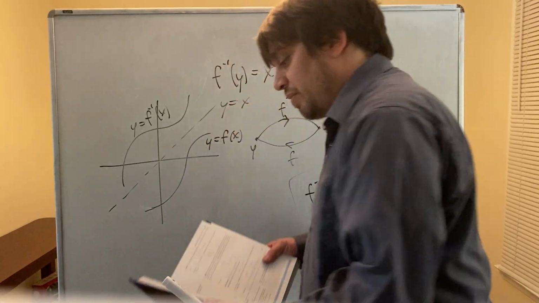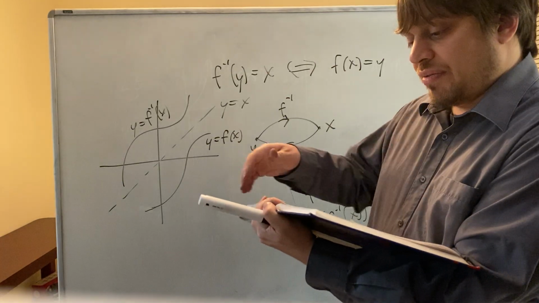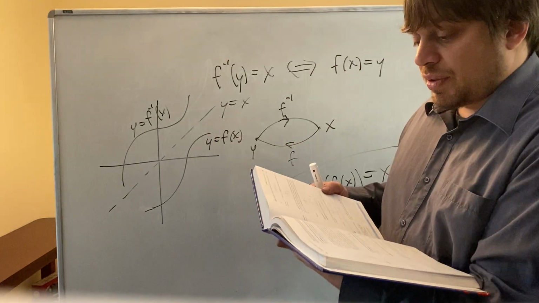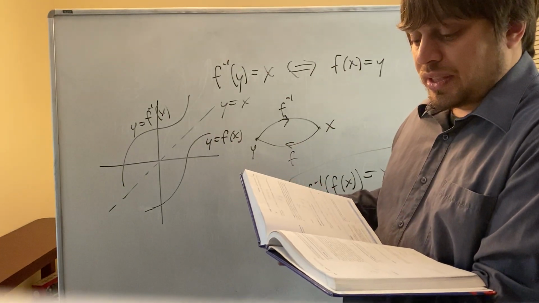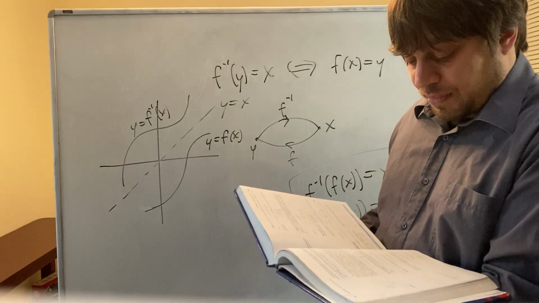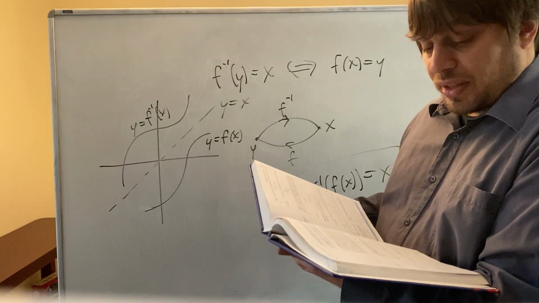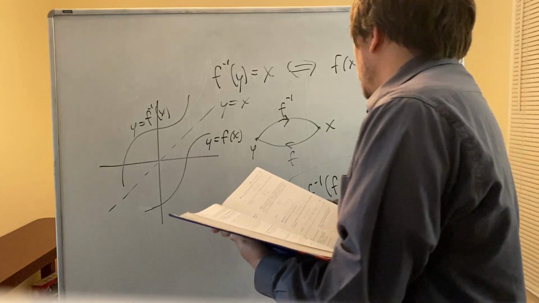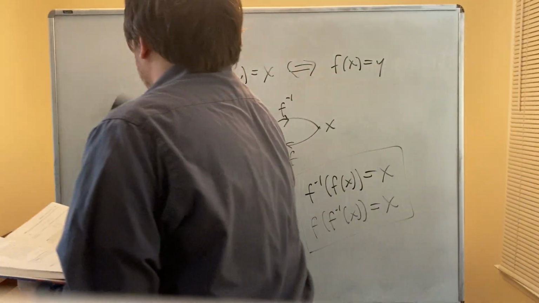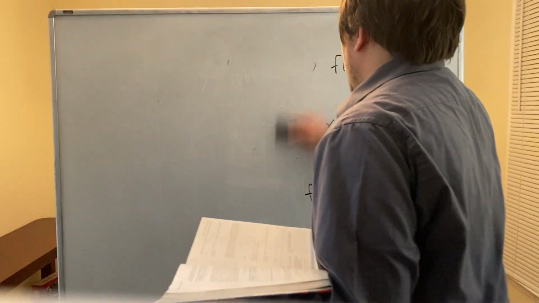At the top of page 258, it says if f is a one-to-one continuous function on an interval, its inverse function is also continuous, so you should know that. Theorem 7 on the page.